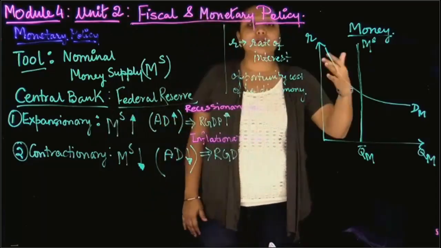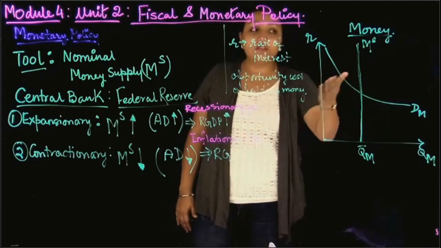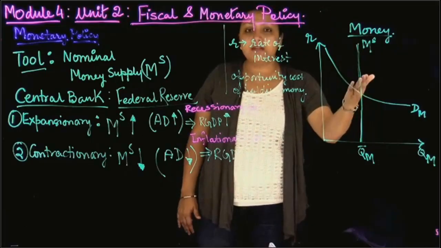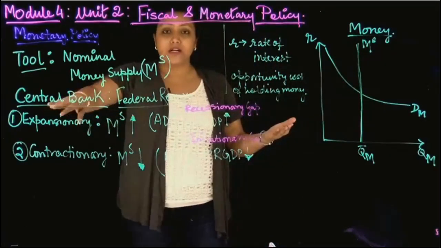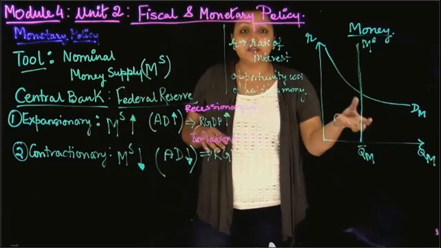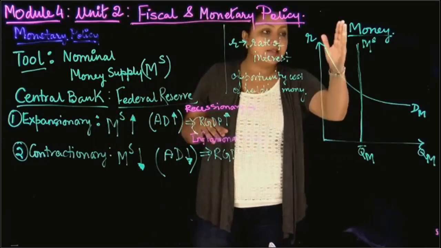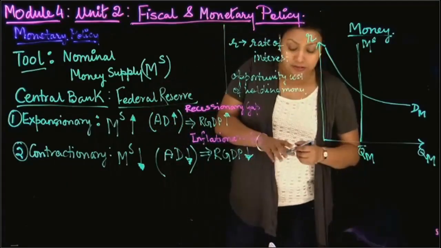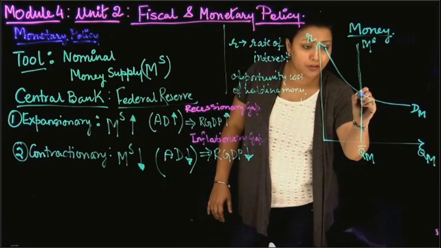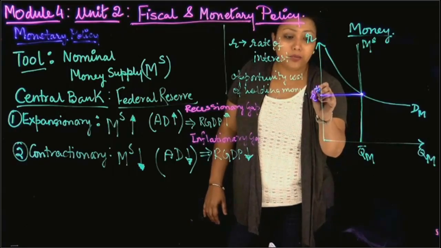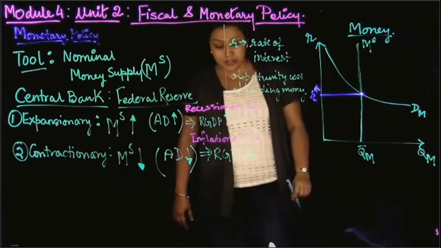But when it comes to the supply of money, there is no such relationship. The supply of money is independently decided by the central bank of the country or the Federal Reserve Bank. And that is a fixed number. It's a fixed quantity. And hence it is a vertical line. Now at that intersection of the demand and supply curve, you have the equilibrium rate of interest in the economy.